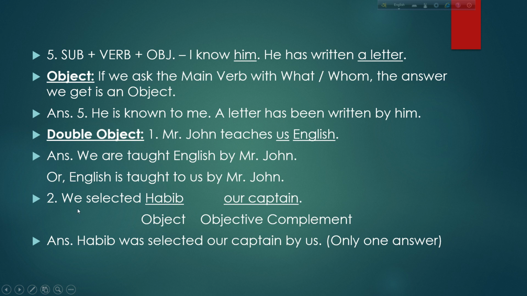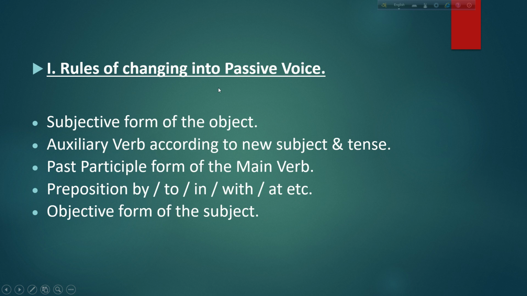Another sentence, similar to this: we selected Habib our captain. But here Habib is an object, while our captain is not an object, it is an objective complement. So Habib was selected our captain by us. This is the only answer here. We cannot change our captain into a subject, because it is not an object. This is an objective complement. So for changing into passive voice, we should follow these five rules at a time.